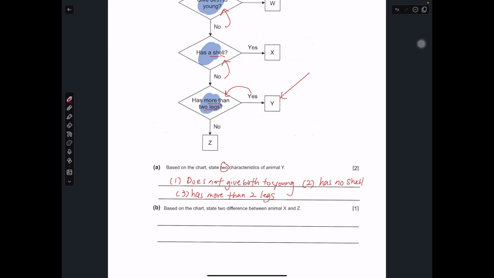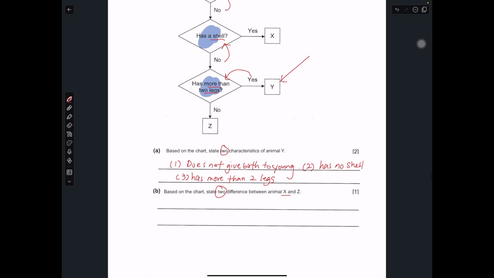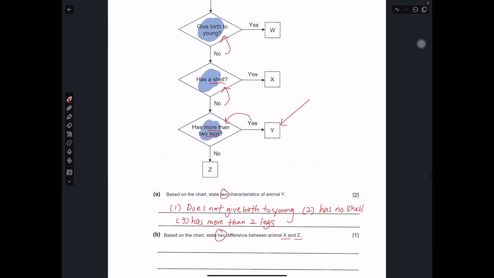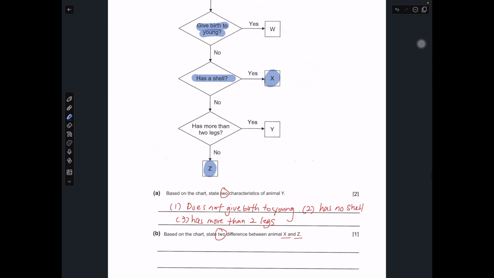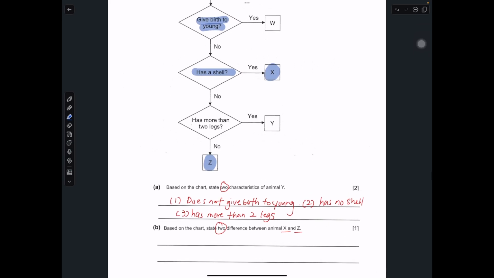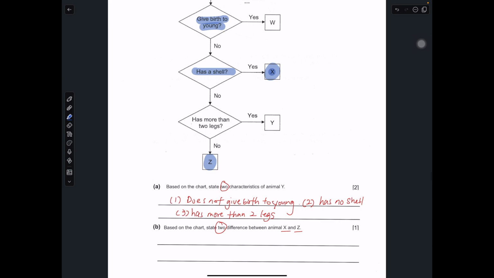Based on the chart, state 2 differences between X and Z. X and Z is this part over here. Let me erase all the highlighted. Okay, X and Z. So they are met with this question as well as this question. So these are the things that you can look at. So you can say X has a shell, but Z doesn't have.